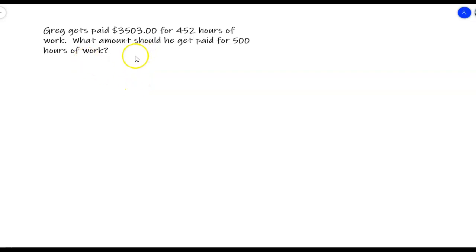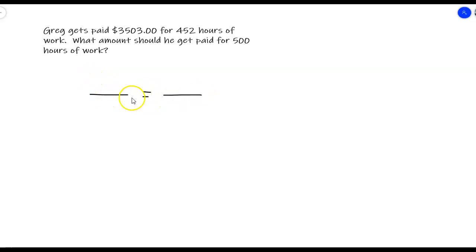It says Greg gets paid $3,503 for 452 hours of work. What amount should he get paid for 500 hours of work? So there's really a couple of ways to solve this. I'm going to choose to use proportions for this. So I'm going to set up some proportion here.